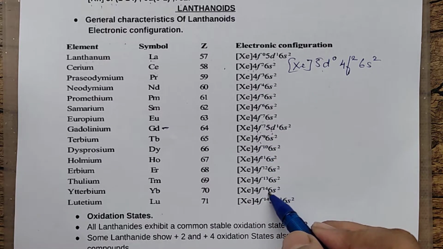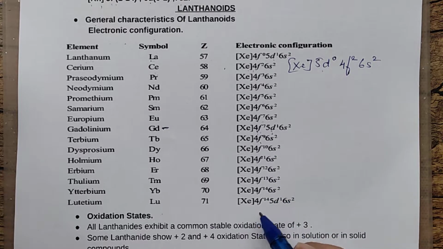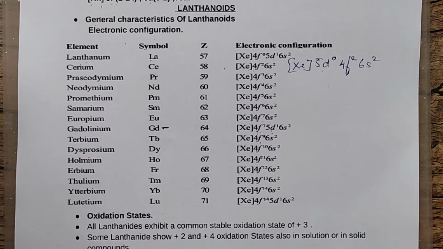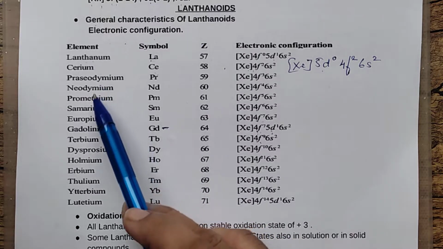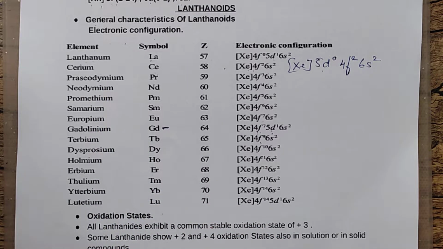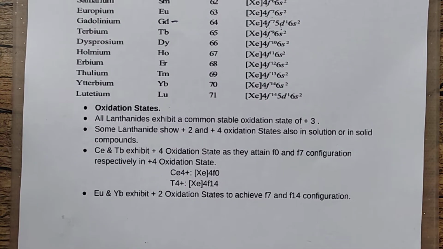And 9, 10, again 6 elements do not have D. And again in the last one, lutetium, you will find that 4F14 is maintained. Okay, again 5D1 comes here. So these are the elements and these are the names given to the various elements. Right? Now, moving on to the next property.